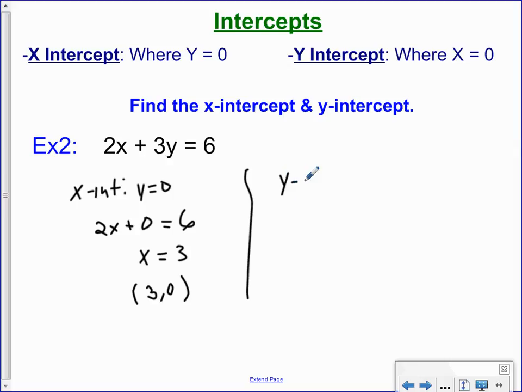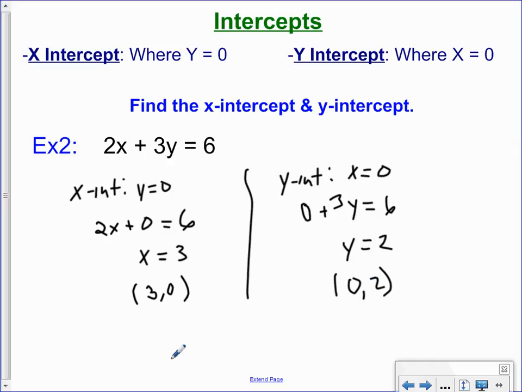On the y-intercept, x is 0. So everything on this x part right here is nothing. So 0 plus 3y is equal to 6, and y is 2. So your y-intercept would be at 0, 2. It's all good.